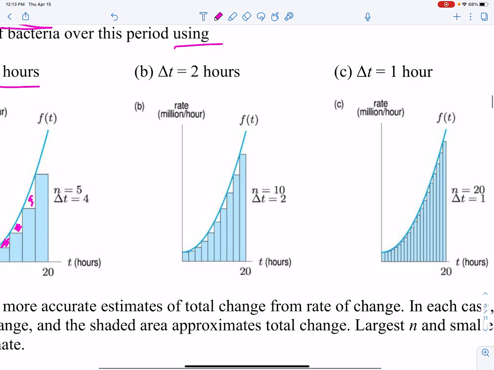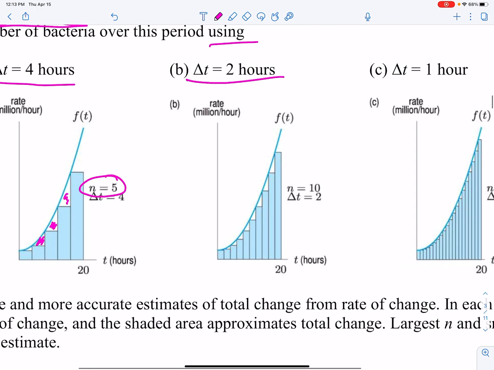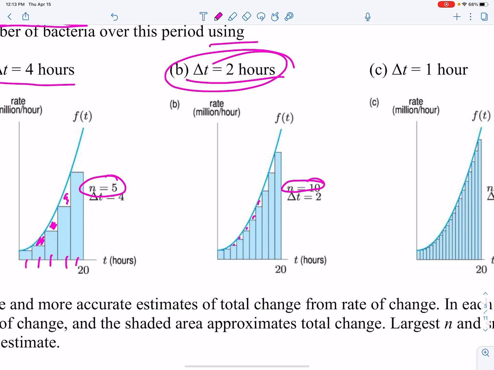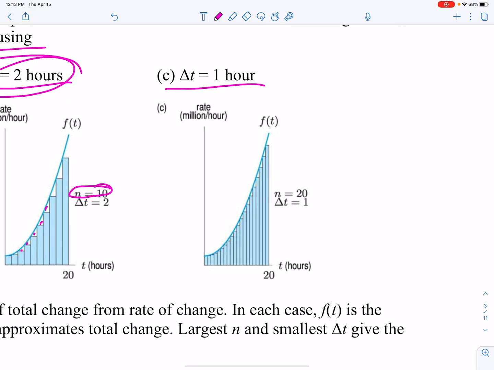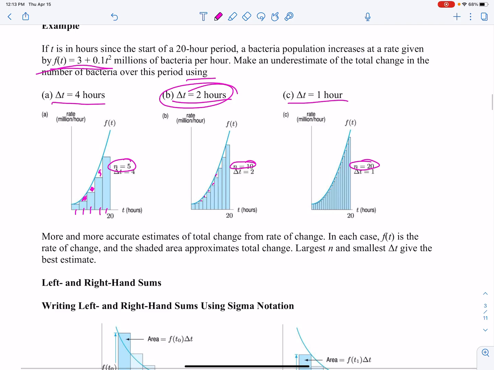But we can shrink that delta T to 2 hours, right? And notice this here, where it says n equals 5. That's the number of rectangles or time periods in this case. If we shrink the delta T to 2 hours over 20 hours, that would give us 10 rectangles, 10 intervals. And notice how the underestimates get smaller, or the amount that we're under gets smaller, and we could keep doing it. Change delta T to 1 hour. That's going to give us 20 rectangles. Again, a lot less of an underestimate.